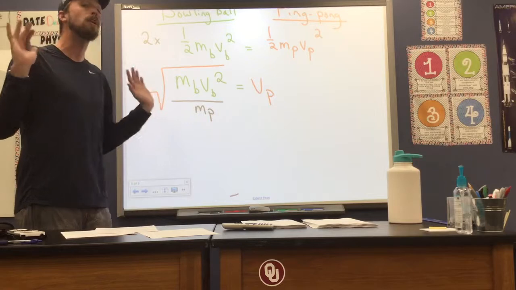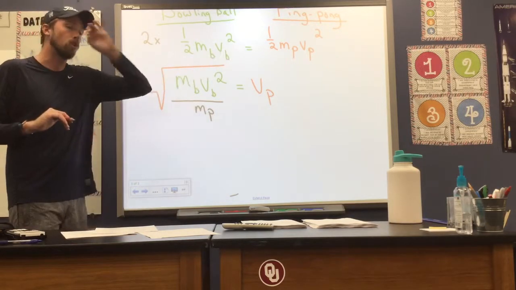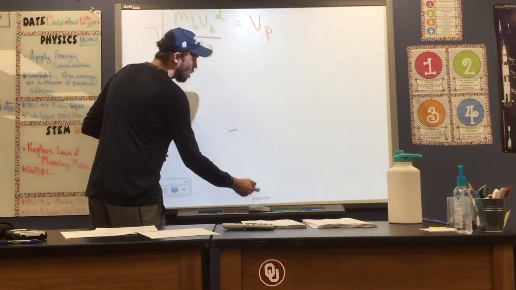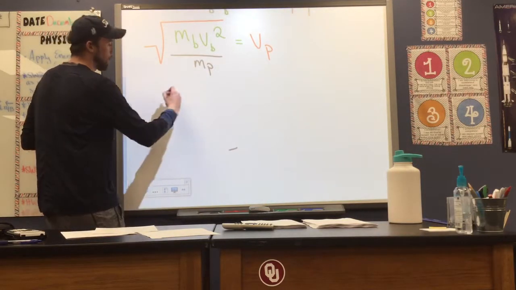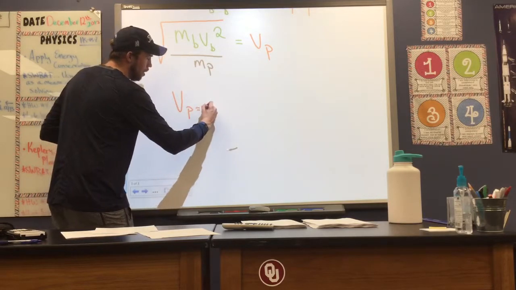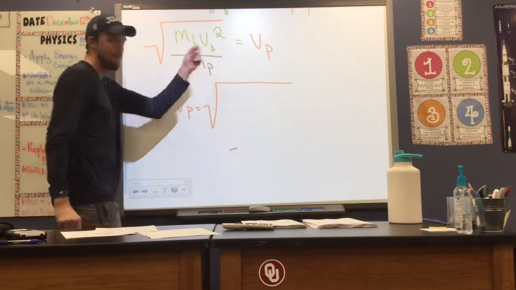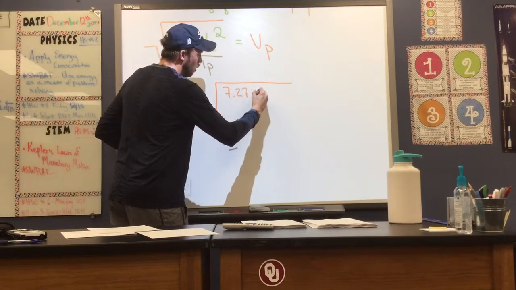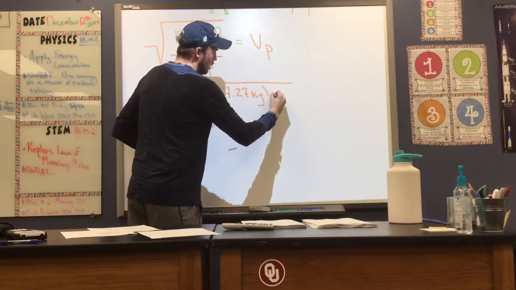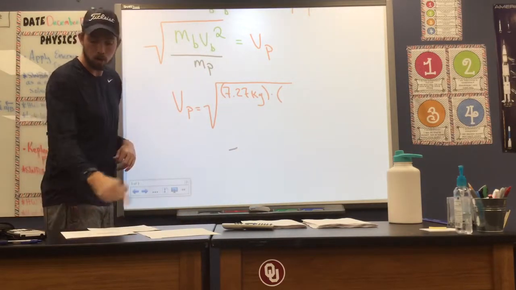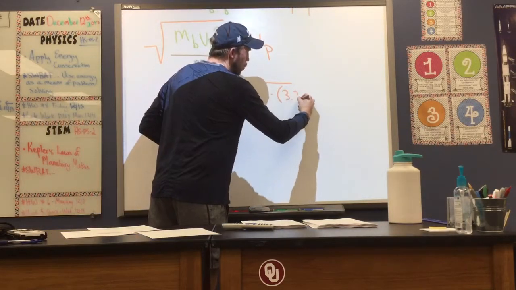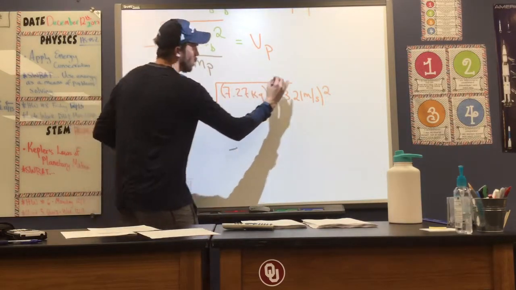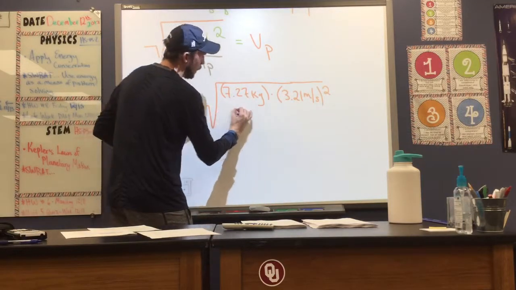Now remember, we're probably going to get a pretty high value here, because in order for that ping pong ball to cause the same amount of damage, it has to be going really fast. So I'm now going to plug in all of my variables. Velocity of the ping pong ball is equal to the square root of mass of our bowling ball, which I was told was 7.27 kilograms, times the velocity of the bowling ball squared. My value is 3.21 meters per second. And then I'm going to divide by the mass of the ping pong ball.